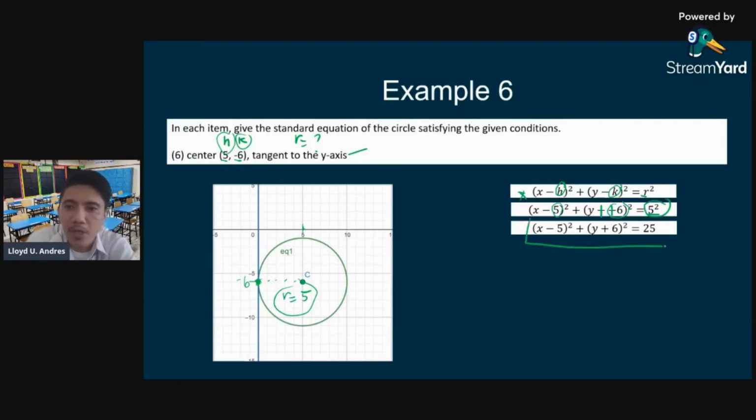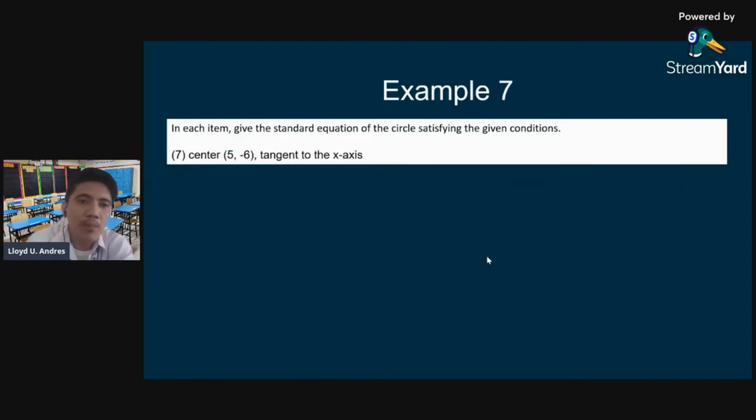So therefore, the standard form of the equation of the circle whose center is 5, -6, and tangent to the y-axis is the quantity of x minus 5 squared plus the quantity of y plus 6 squared equals 25. So this is the standard form. So that's example 6. We proceed to example 7.